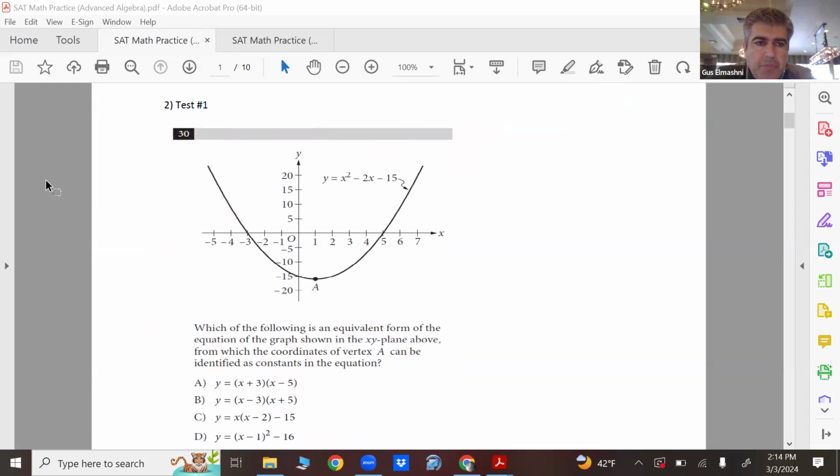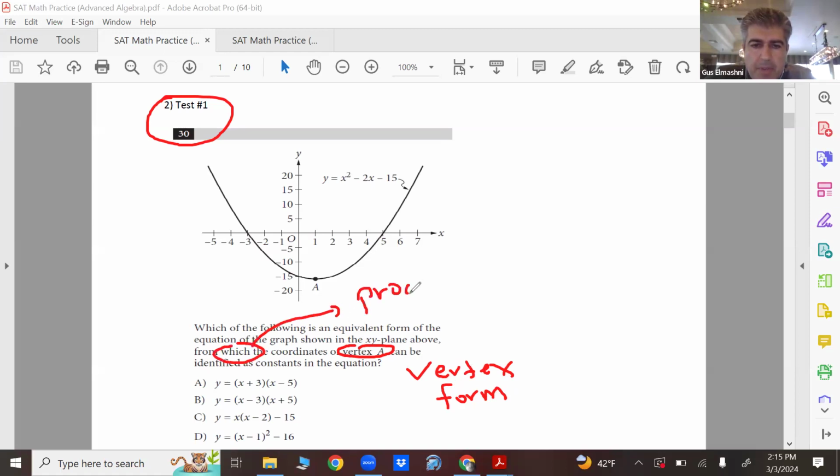So now let's look at 30. What is this one here? So if you read the question, they're asking you which of the following equations will have the coordinates of the vertex in the equation itself. So you want basically something in vertex form. You want the coordinates of the vertex to appear in the equation. Well, and also when you see the word which, that's usually going to be a process of elimination or working backwards.